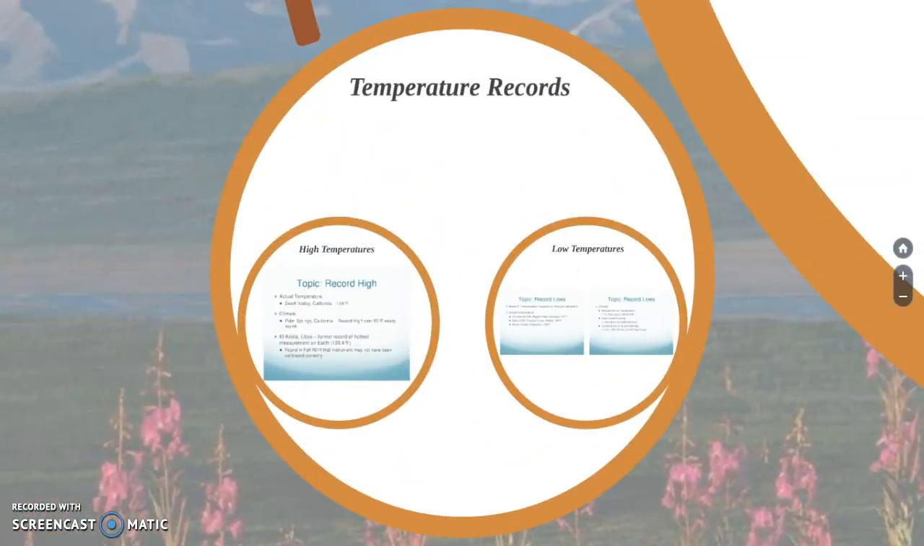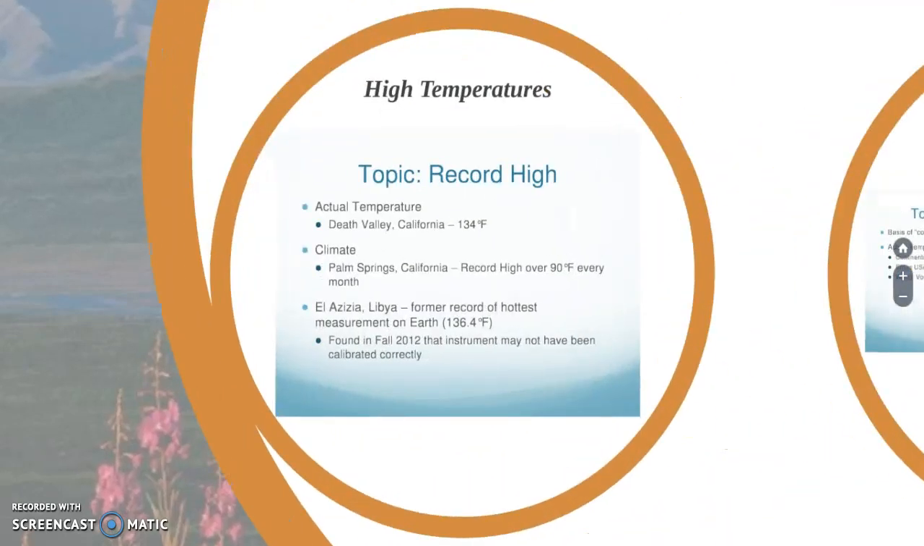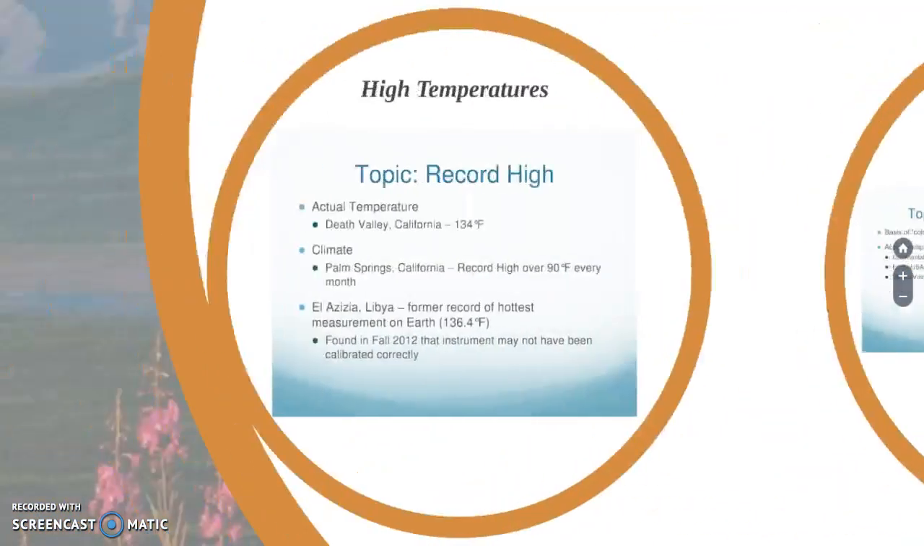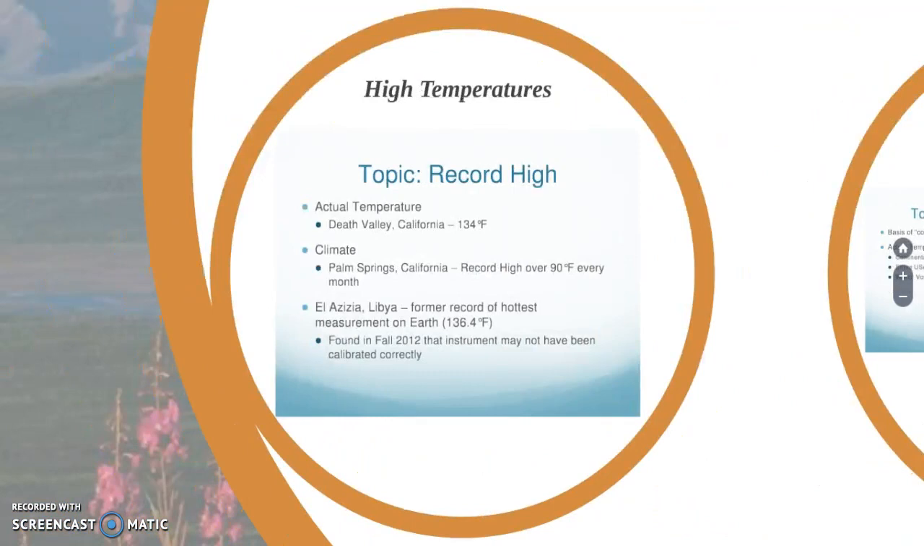All right, now we'll finish up this video talking about temperature records, and then we'll cut until the next video. Start off with high temperatures. The record high temperature, the highest actual temperature measurement we have measured at the surface in the world, happened in Death Valley, California. This was a surface temperature measurement of 134 degrees Fahrenheit.